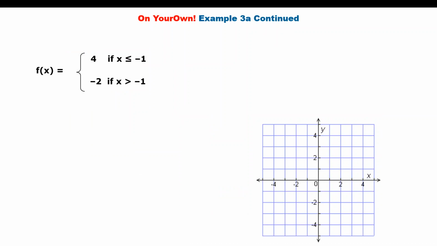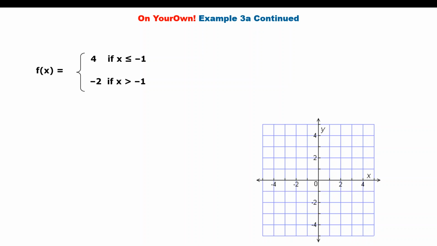All right, so turn your video off and try graphing this one on your own and see how you do. It says f of x equals 4 if x is less than or equal to -1, and f of x equals -2 if x is greater than -1. So turn your video off and try it.